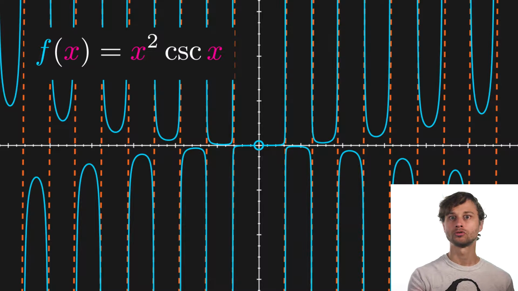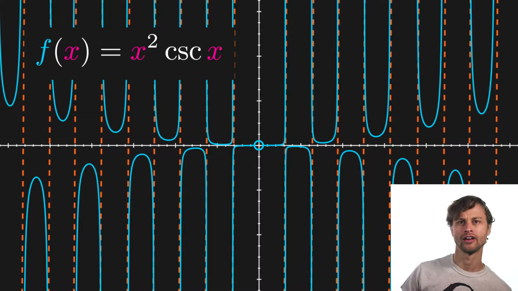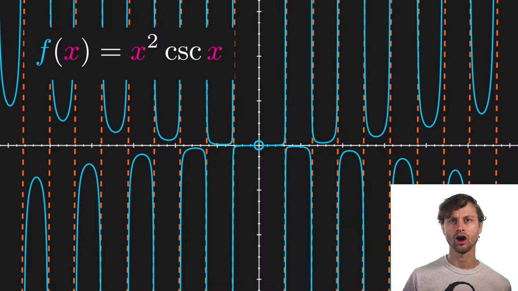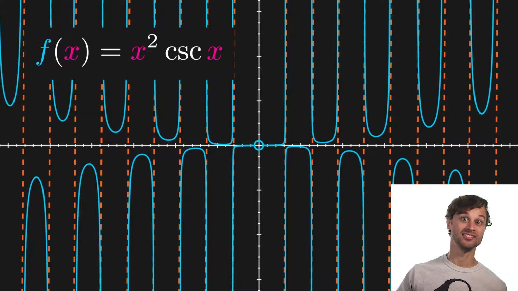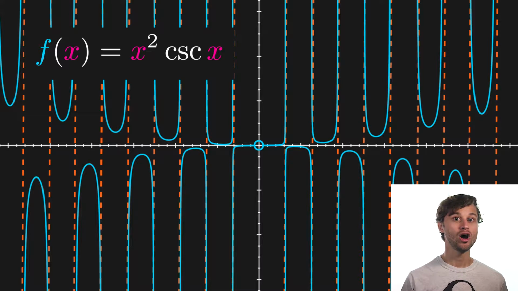Okay, so we've observed what happens at x is equal to 0, and we found all those vertical asymptotes, but are there, for instance, any x-intercepts? Well, that would be where the whole function is equal to 0. But unfortunately, where the quadratic part goes to 0, the cosecant part is undefined. So there's no x-intercept for this function.